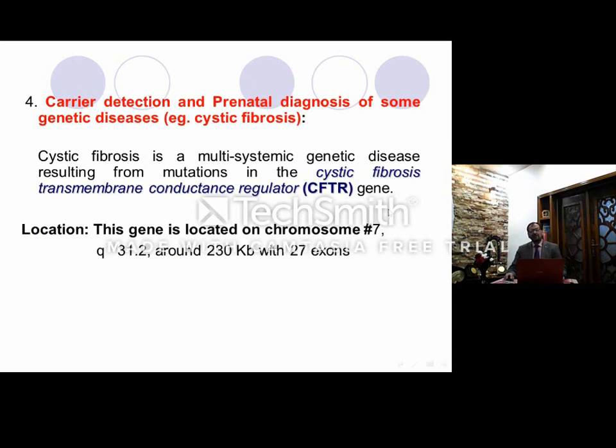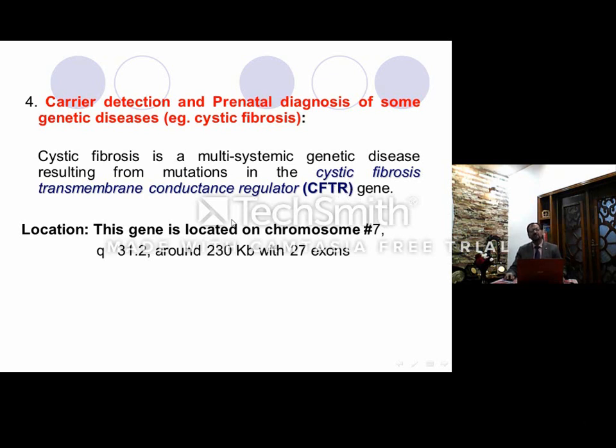Number 4, carrier detection and prenatal diagnosis of some inherited diseases. In this lecture, I'm going to talk about cystic fibrosis as an example of those diseases that we can diagnose by PCR. Cystic fibrosis is a disease that affects many systems in the body, mainly the respiratory system, the GIT, and many other systems. And it is due to a mutation in the cystic fibrosis transmembrane conductance regulator gene, known as the CFTR gene.